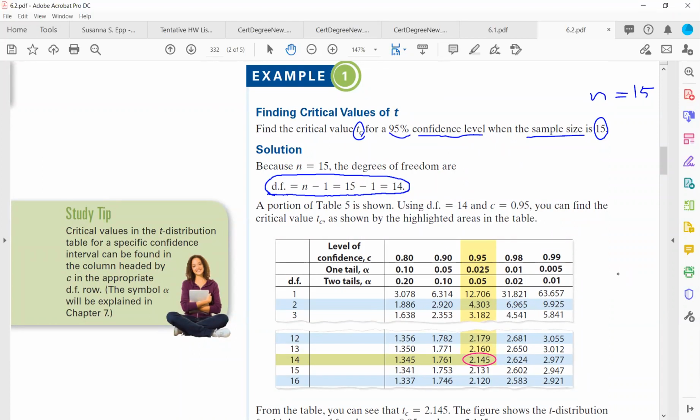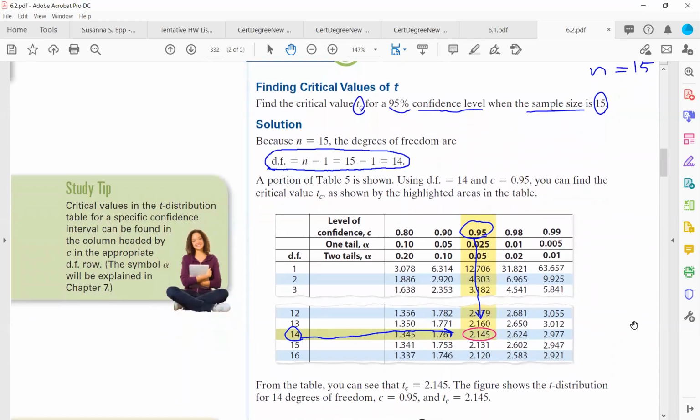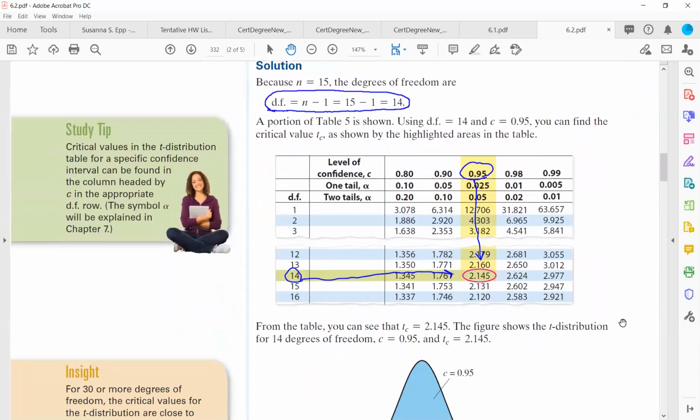Now you look at your T-table. With level of confidence 95% and degrees of freedom 14, the intersection is going to be 2.145. So your critical value is 2.145. Let's take a look at the graph.